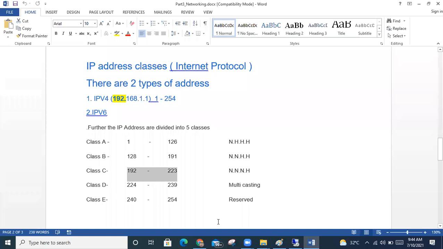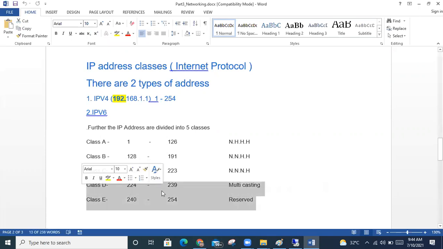Class D, so class D is 224 to 239. Class E, 240 to 254. Is it clear? How to identify which class an address is coming from? Is it clear? Yes, sir, clear.